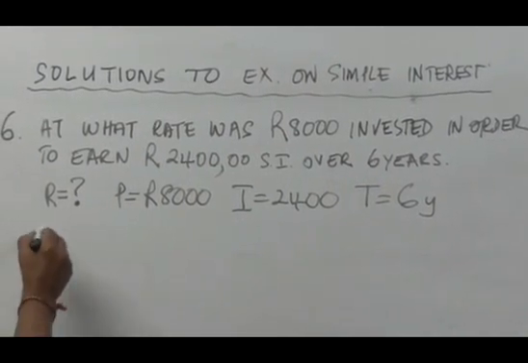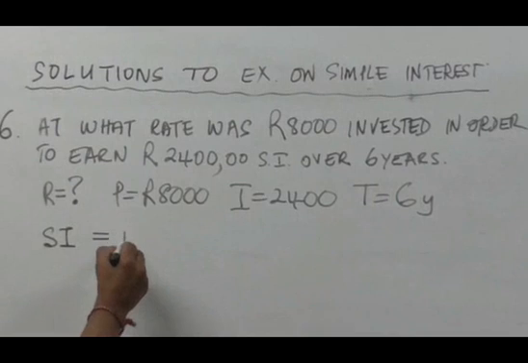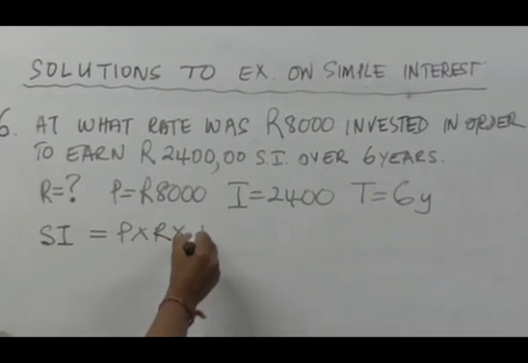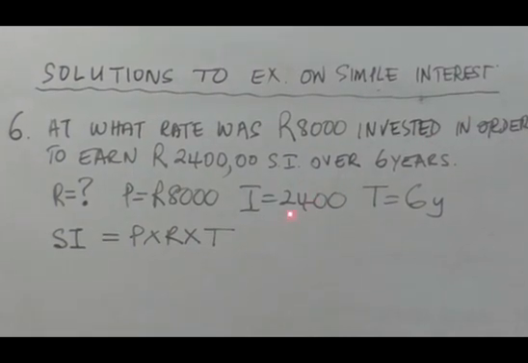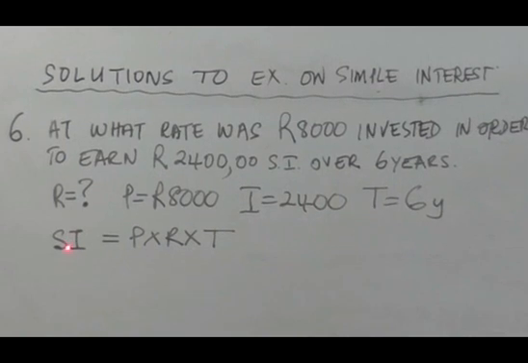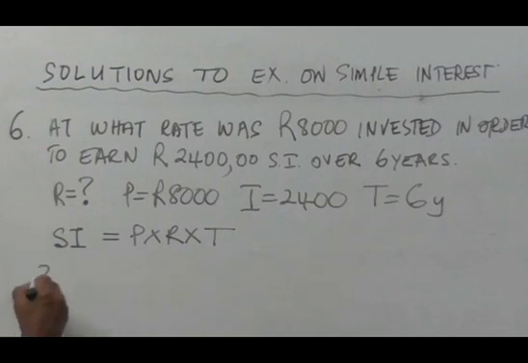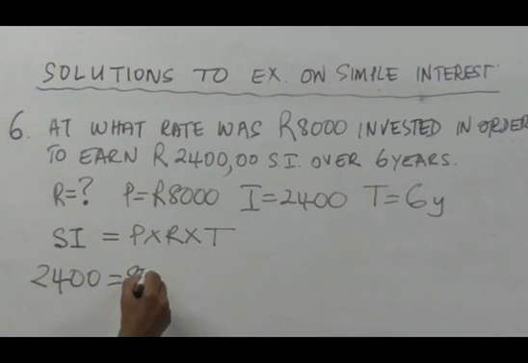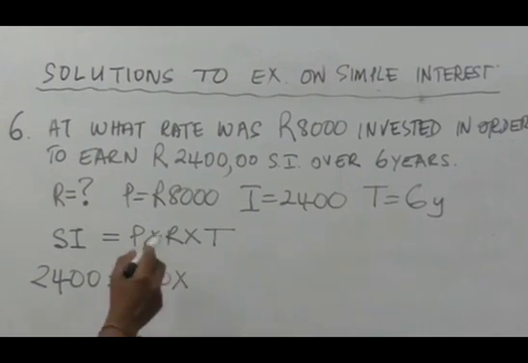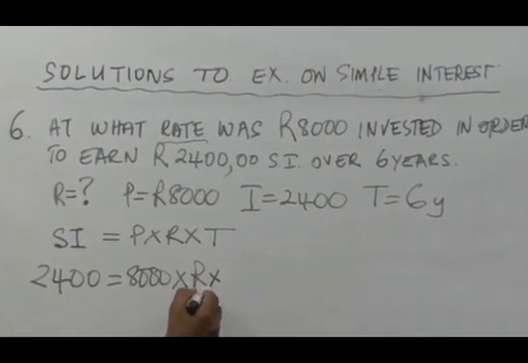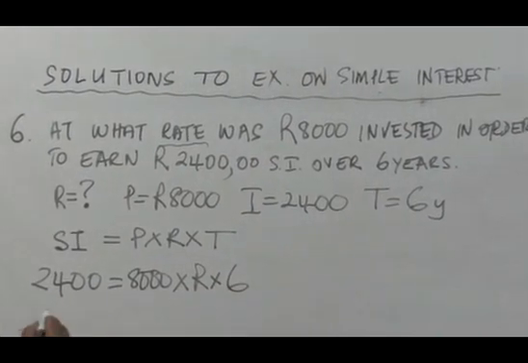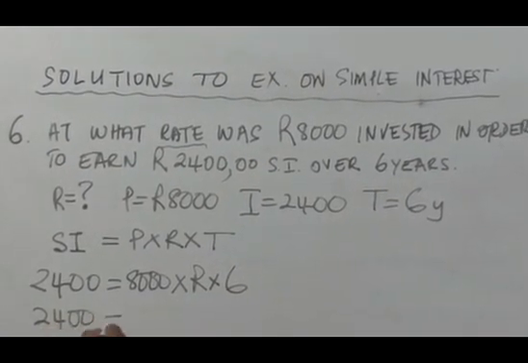So once again, we can use a simple interest formula. Simple interest is equal to P times R times T. And you can see that interest is 2,400, so the interest will come in the place of SI. So 2,400 is equal to, principal is 8,000. The rate, at what rate? We don't know the rate, so it will remain R times the time, which is 6.